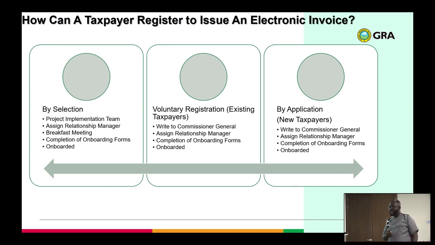And of course, we have by application for new taxpayers. So if you're a new taxpayer, what should you do when you register for VAT? Again, the process is similar to voluntary registration. Write to Commissioner General. You'll be assigned a relationship manager. Onboarding forms will be sent to you, and then the onboarding process will take place from there.